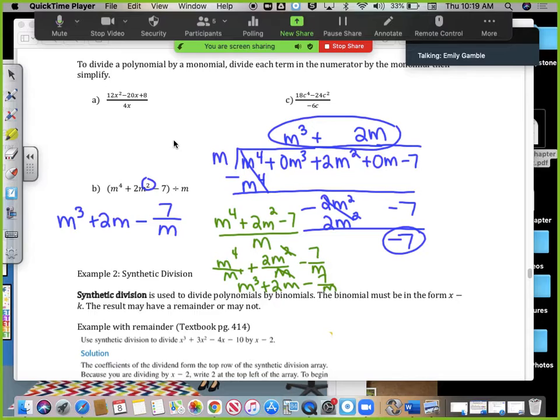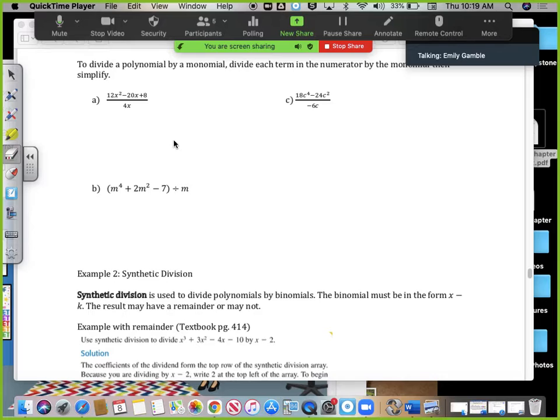And then letter C. Erase all of this. I honestly feel like the simplification method is quicker in this problem, so I'm just going to do that so we can move on. When you're doing that, you're basically simplifying this first.